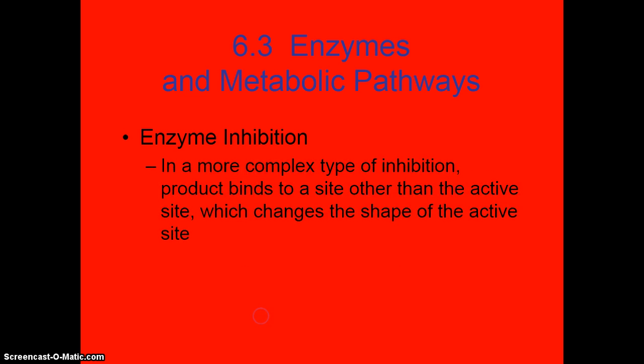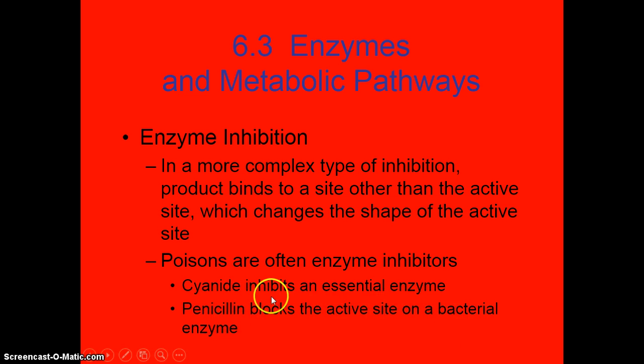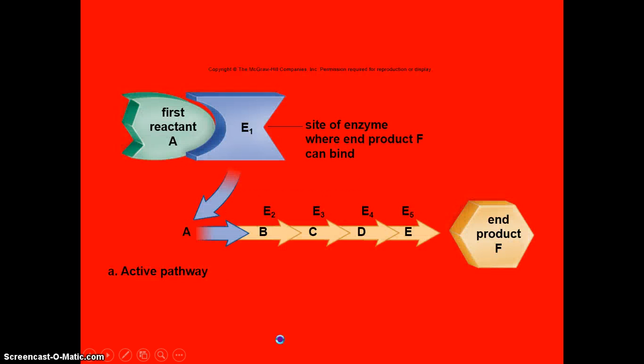For more complex types of inhibition, the product binds to a site other than the active site, which changes the shape of the active site. Poisons are often enzyme inhibitors. Cyanide inhibits an essential enzyme, and penicillin blocks the active site on bacterial enzymes.